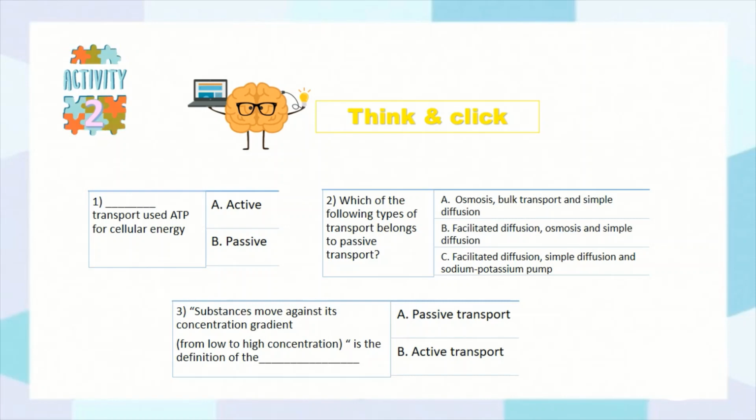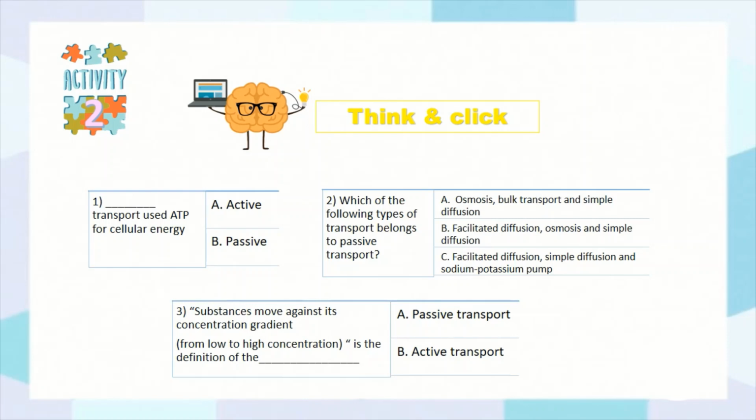Now let us do a simple second activity. Think and click. There are three multiple choice questions. Choose the best and correct answer for each question. First, blank transport uses ATP for cellular energy. A. Active. B. Passive. Second, which of the following types of transport belongs to passive transport?